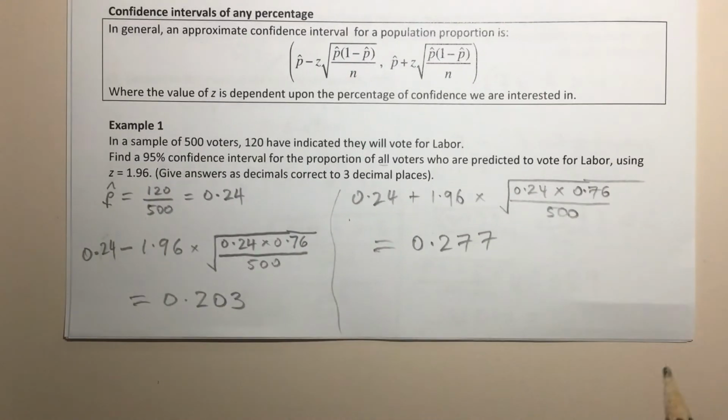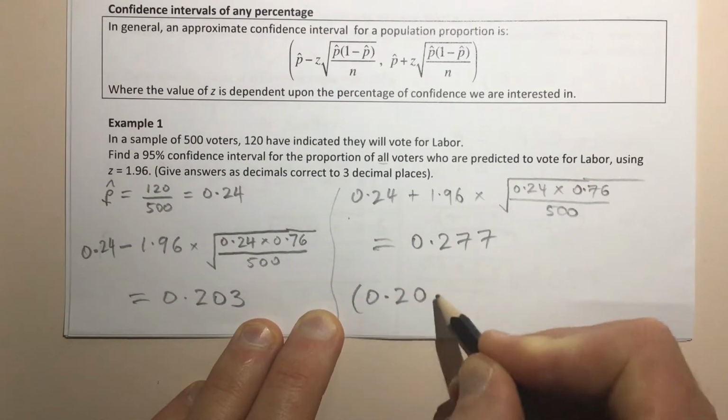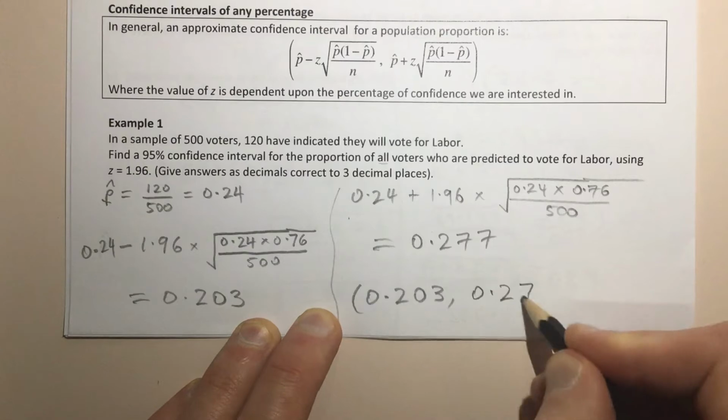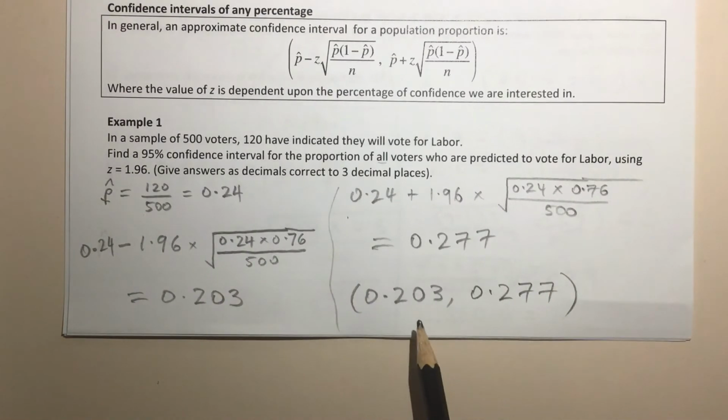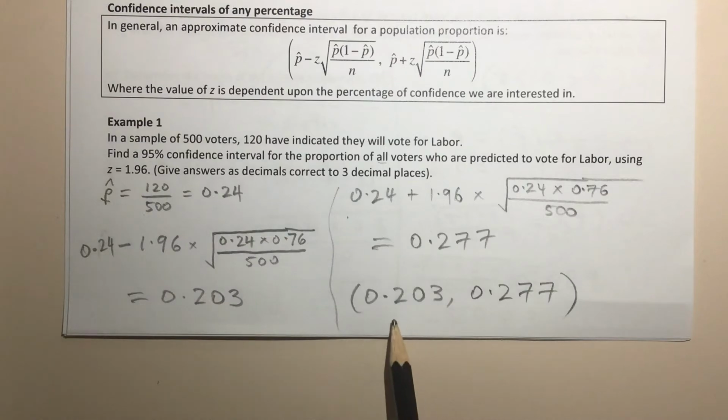Okay, so our 95% confidence interval is from 0.203 to 0.277. What you should always notice is that these two values will be equally far apart from p hat. So p hat is 0.24. That sits right in the middle of these two values. That was our sample proportion. But based on this particular sample, we would be 95% confident that between 20.3% and 27.7% of the population are going to vote for Labor. In other words, we know the value of p hat, and we'd be 95% sure that the value of p, the population parameter, would be between these two values. That's what the confidence interval represents.